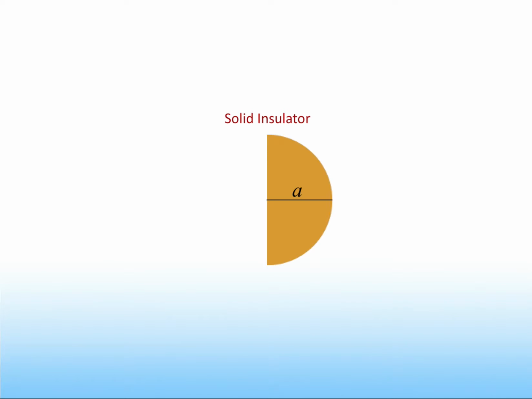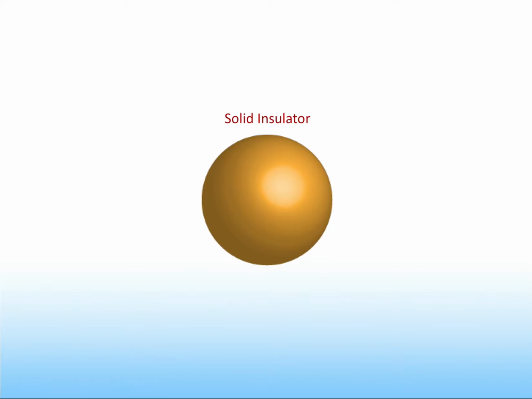For our first example, we consider a solid insulating sphere of radius a and charge q that is uniformly distributed throughout the volume of the sphere. We've chosen an insulator because in our simple model of an insulator, charges cannot move. We can specify the charge distribution and it will remain fixed. Charge distributions on conductors are more complicated and we will delay discussing them for a few slides.